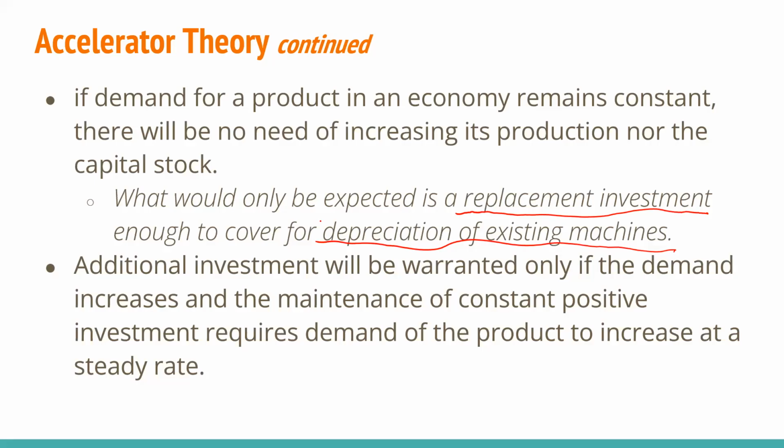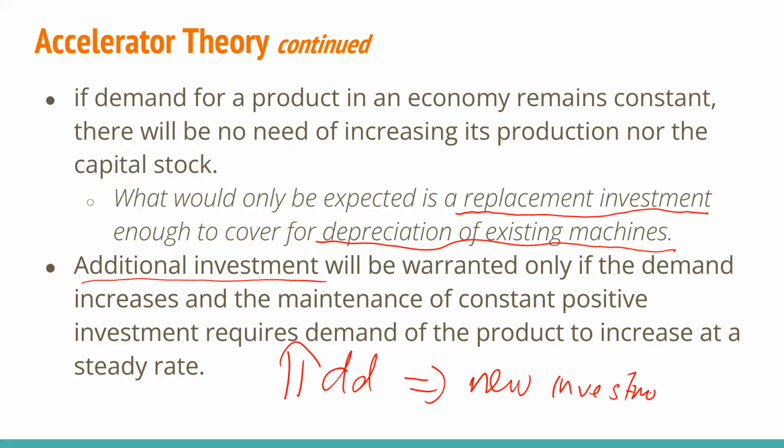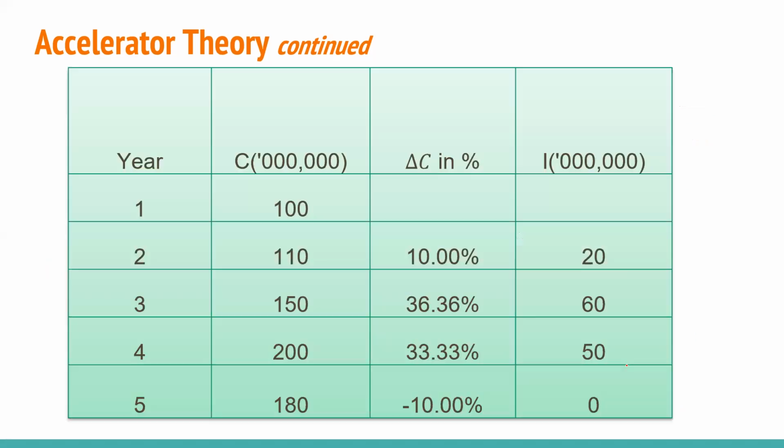Okay. So the only rationale for additional investment is to the extent that there is an increase in demand. So increase in demand is what engenders new investments in capital stock. And the maintenance of constant positive investment requires demand of the product to increase at a steady rate. Okay.